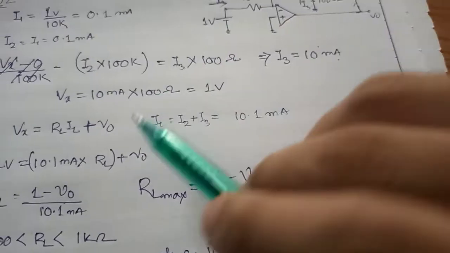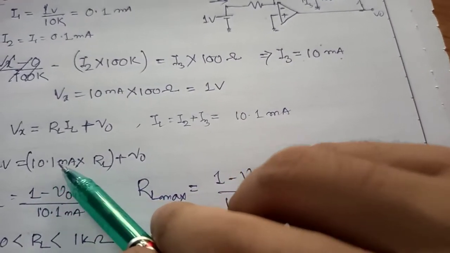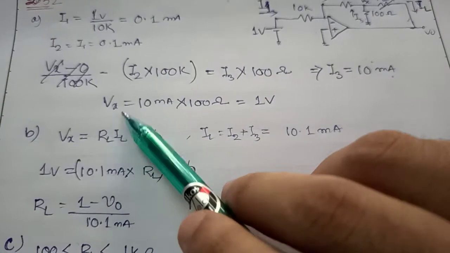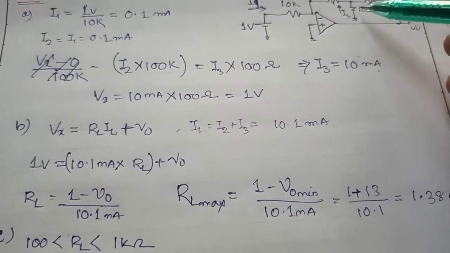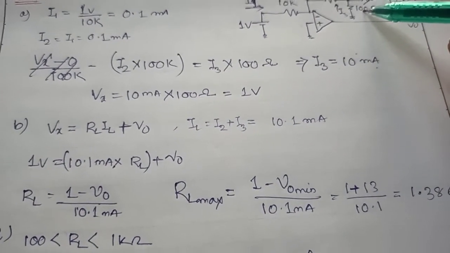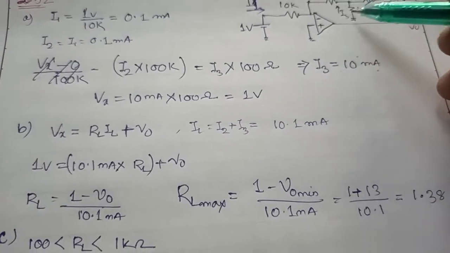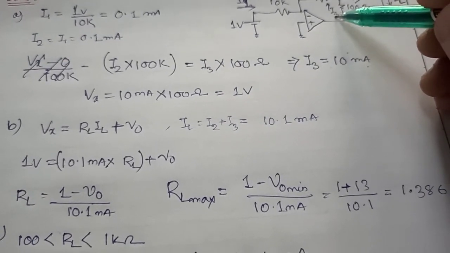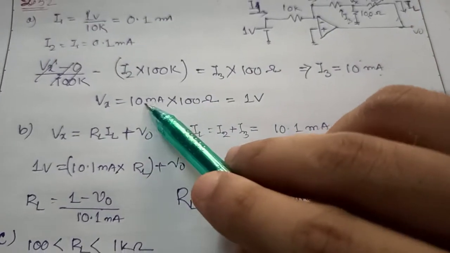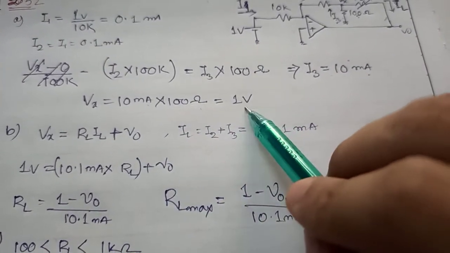So in the next question, it is given the IL value is 10.1 milliampere, but in the first part it asks what is Vx. Our Vx is nothing but the current into resistance. Either you multiply this into this or this into this. So I3 is nothing but 10 into 100 ohm. So 10 milliampere into 100 ohm, that is nothing but 1 volt.